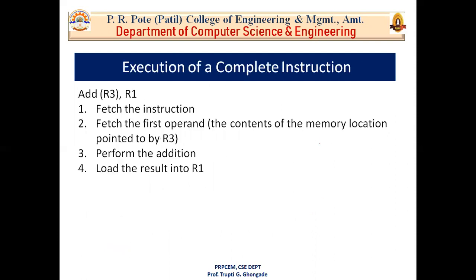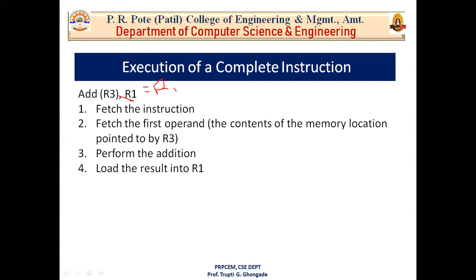Now let's see how to execute a complete instruction. So for example, the instruction is add R3 comma R1. That means this instruction will add the contents of the memory location pointed to by the register R3 to register R1. Now we have to add the contents of R3 with the contents of register R1 and load the result into R1. Okay, now perform the addition of R3 plus R1 and the output is again stored into R1.